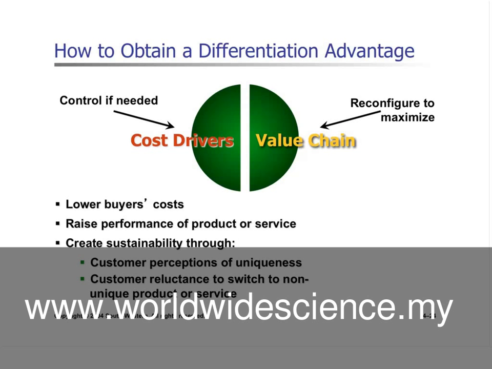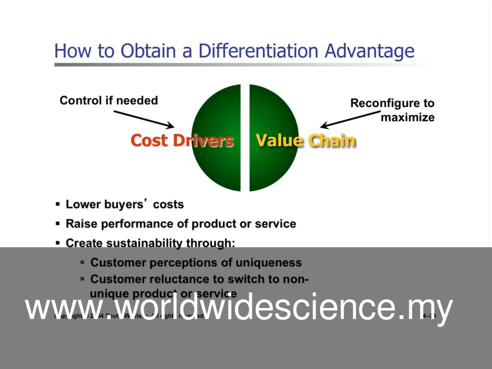So when we're dealing with the differentiation strategy, you try to lower the cost that the buyers pay, raise performance of the product or service, create sustainability through customer perceptions of uniqueness, and customer reluctance to switch to non-unique products or services. So basically, you want to make sure that your customers are not going to switch to other companies, because you want to make them believe that your product is unique and they can't get it anywhere else. What they get from you is only coming from you, and no other companies in the market can give them the same type of product.